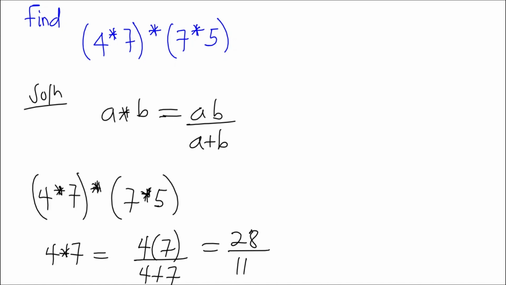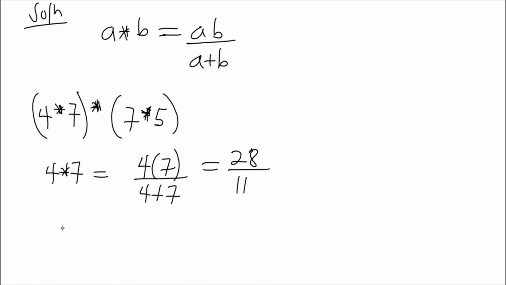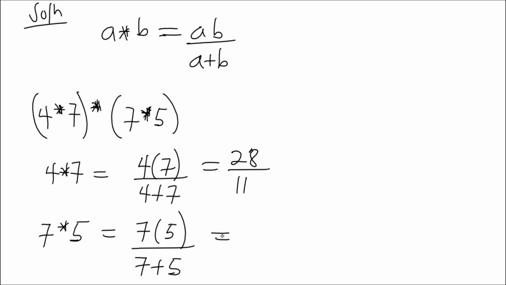In the same way, we also have to find that of 7 star 5. Using the same rule, we are going to have 7 multiplied by 5 divided by 7 plus 5. 7 times 5 gives us 35, and 7 plus 5 gives us 12. So just like we said, 4 star 7 gives us 28 out of 11, and 7 star 5 gives us 35 out of 12.